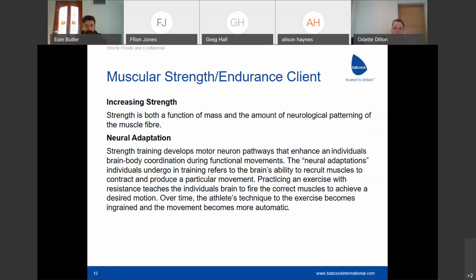Over time, so we can see in the last sentence, over time, the athlete's technique to the exercise becomes ingrained. So technique is perfect and the movement becomes more automatic. We don't have to think about it as much. So we need to challenge it again, add more weight. So technique is tested and the movement is not as automatic as it was. But again, with more practice, the technique improves and the movement becomes more automatic due to the neural adaptation, nervous system response.